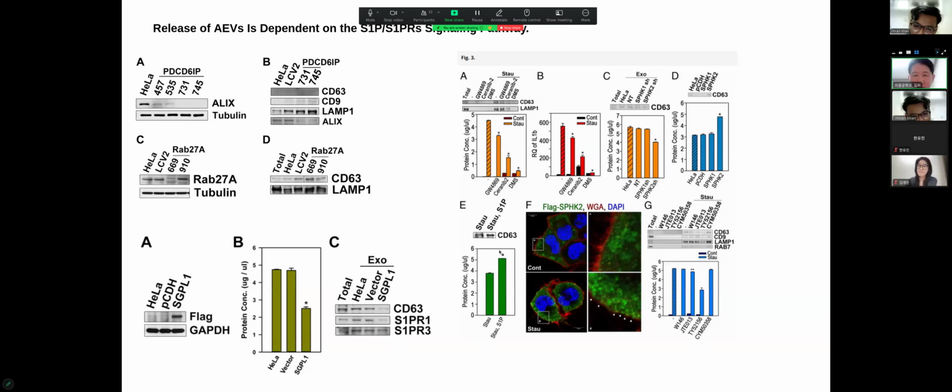And when the cells were treated with staurosporine and pre-incubated with S1P, it increased the amount of exosomes released when compared to just staurosporine treatment of the cells. And then in confocal microscopy, sphingosine kinase 2 remained close to the plasma membrane in the earlier apoptotic phase, but not sphingosine kinase 1.